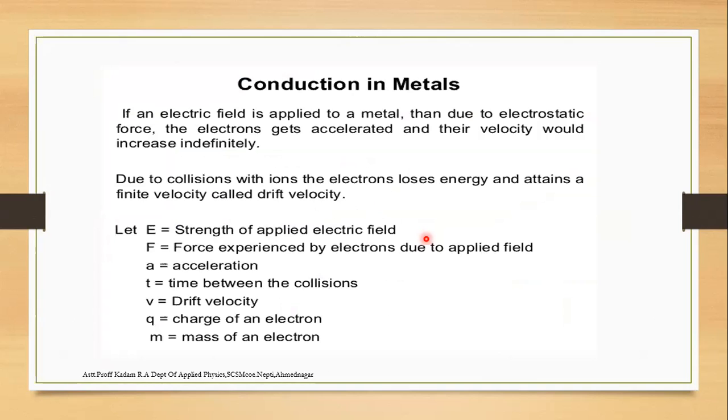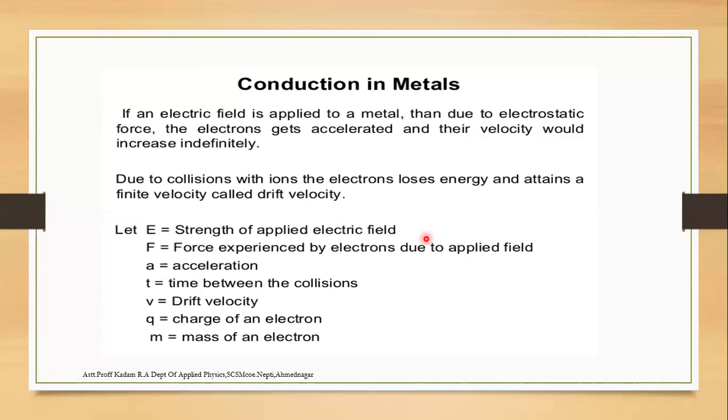The next topic is conduction in metals. The basic terms related to conduction in metal: an electric field is applied to the metal. Then, under the electrostatic field, the electron accelerates and its velocity increases. At that time, collisions with the ions cause it to lose energy, and it attains a finite velocity, called the drift velocity.